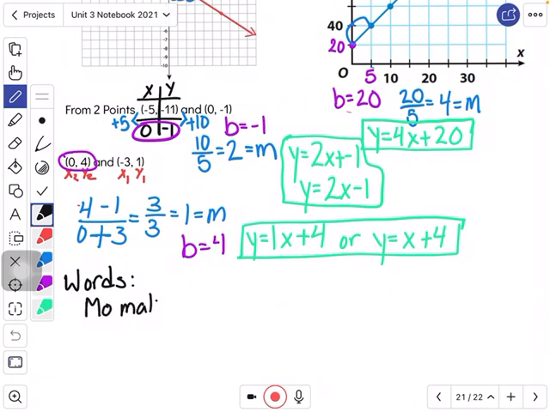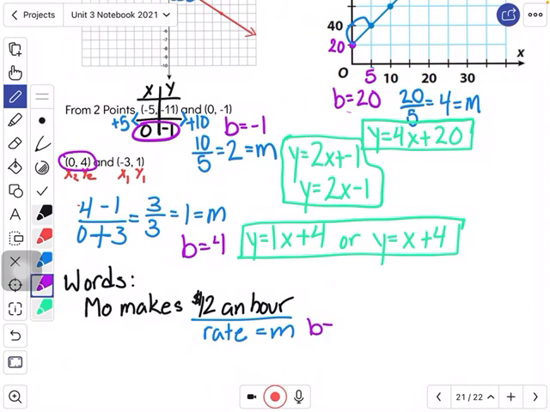Mo makes $12 an hour, right? This is a rate. That is the slope. There is nothing else, so that means that the y-intercept is 0. The equation is y equals 12x.